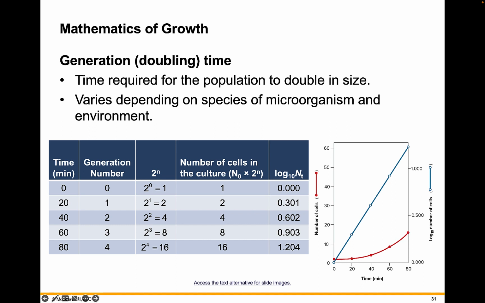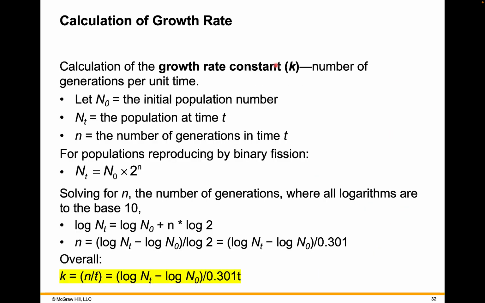On the other hand, what you can see right here is the log number of cells. So if you plot it against a log scale, as you can see right here, this growth is exponential. So 2 to 4, 4 to 8, 8 to 16 over a period of time. And this is your log plot right here. The growth is logarithmic, and that's the reason that we essentially say that this is the exponential growth. So how do we calculate the growth rate constant, or K, the number of generations per unit time?